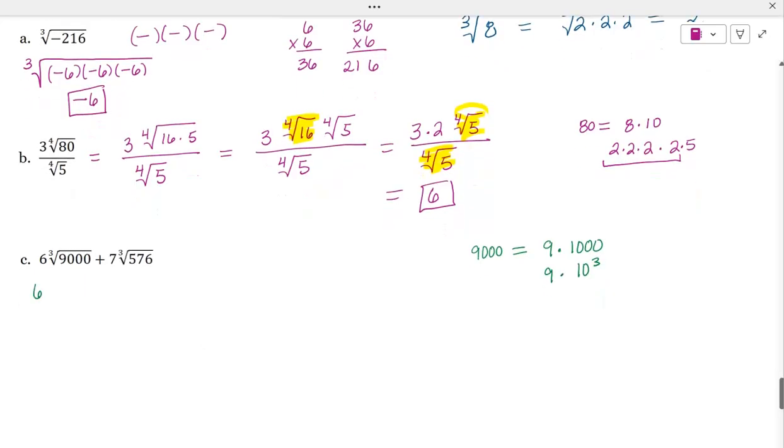I'm going to break this up into the cube root of 1,000 and the cube root of 9. The cube root of 1,000 is 10, so I've got 60 times the cube root of 9 for my first term.